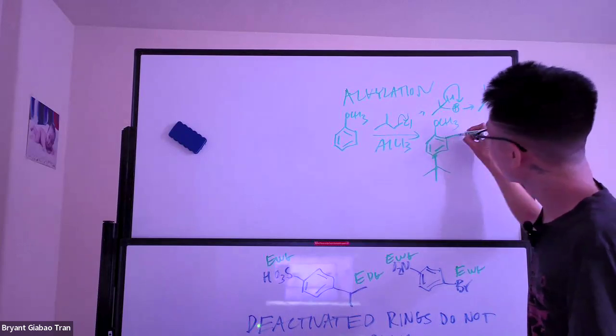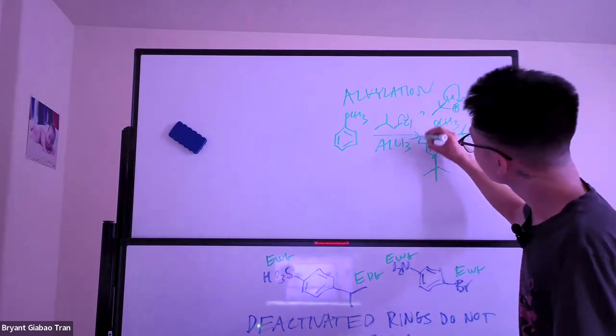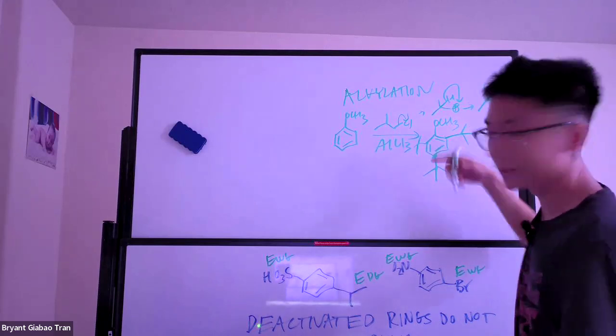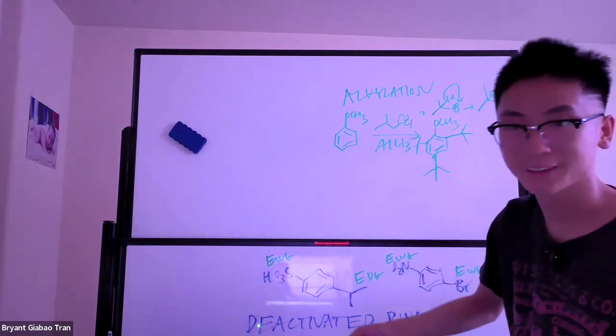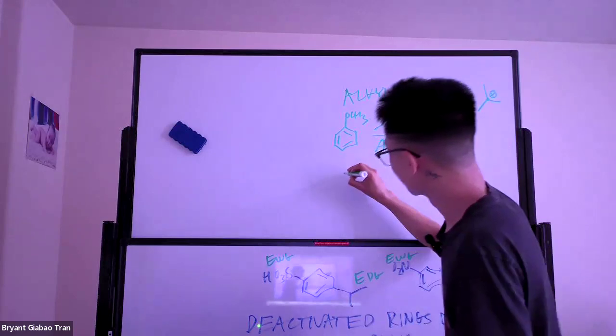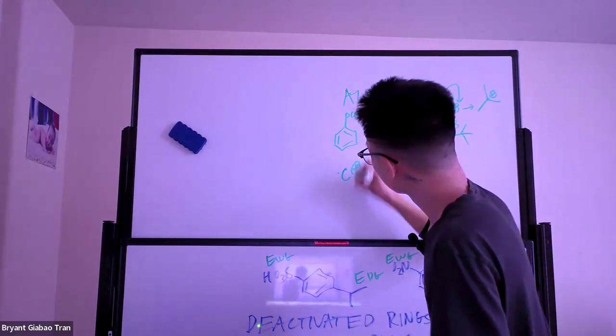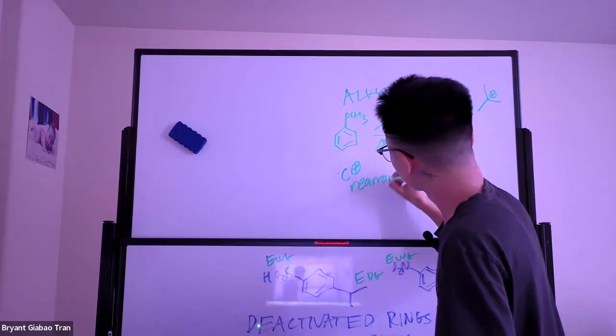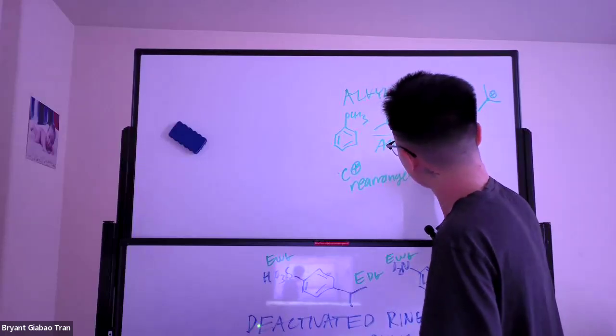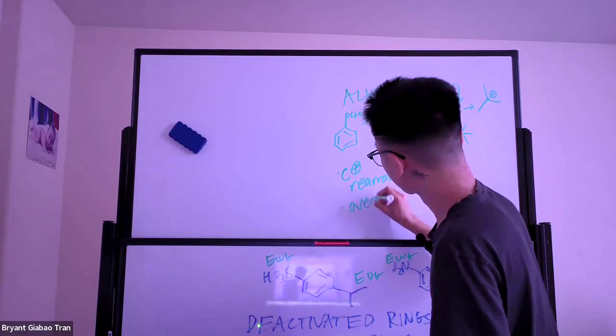But because we activated the ring, we will keep over-alkylating. It keeps going on and on and on, right? So those are the two other limitations that it has: carbocation rearrangement and over-alkylation.